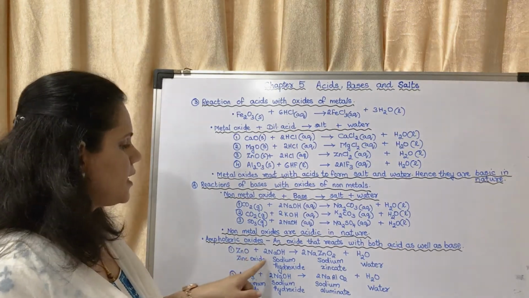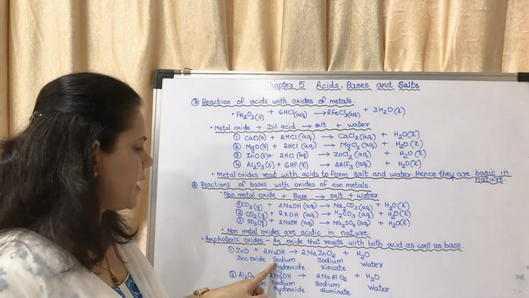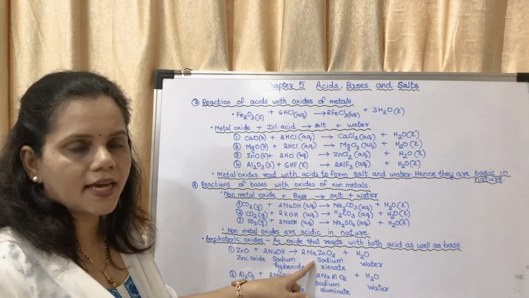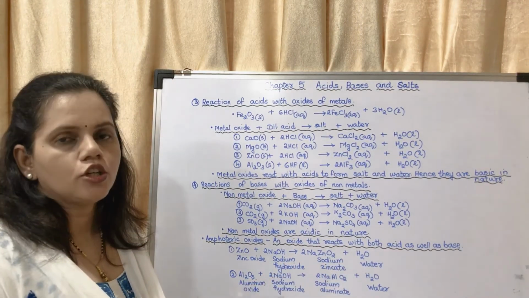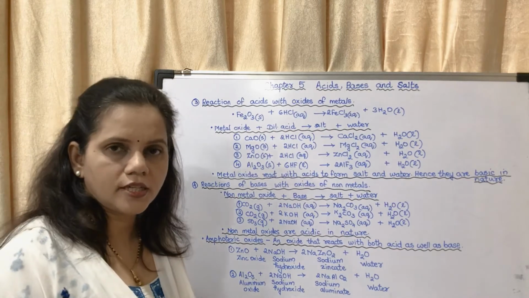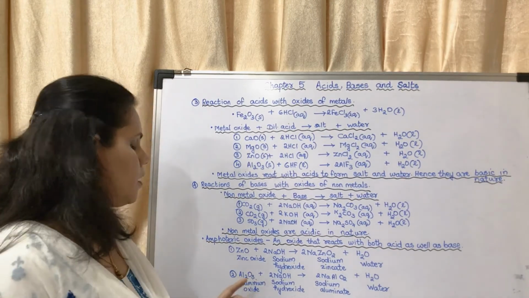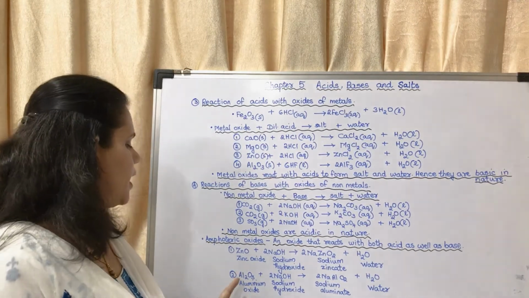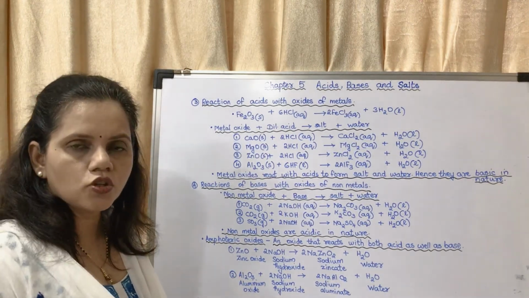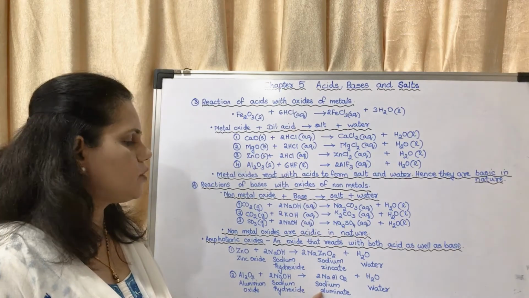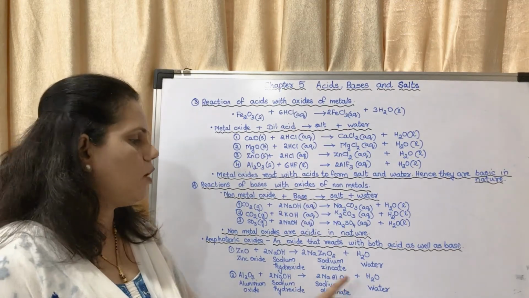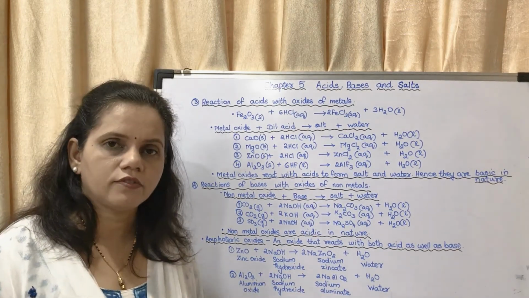So zinc oxide will react with sodium hydroxide to form sodium zincate plus water. You may copy these equations in your textbook itself. You may write this the next day in your notebook or the same day itself. Aluminium oxide plus sodium hydroxide gives you sodium aluminate plus water. These two reactions you have to learn.